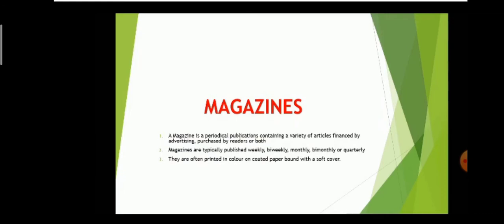Now let us come to the magazines. What is a magazine basically? A magazine is a periodical publication containing a variety of articles financed by advertising, purchased by readers, or both. Magazines are typically published weekly, bi-weekly, monthly, bi-monthly, or quarterly. They are often printed in color on coated paper bound with a soft cover.